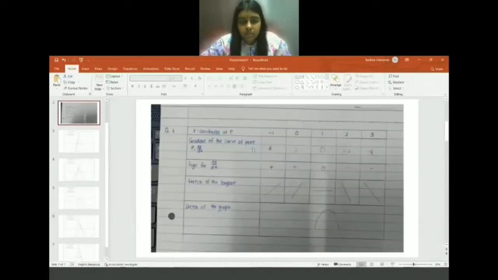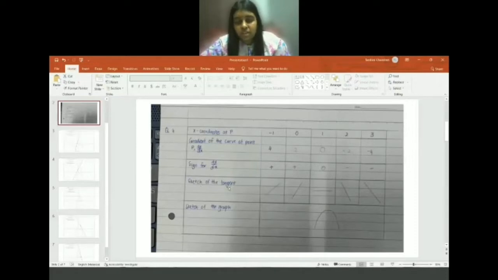So based on the results of the gradient of the curve, the sign for dy/dx for -1 and 0 is positive, and at 1, the sign for dy/dx is 0, and for 2 and 3, the sign for dy/dx is negative.